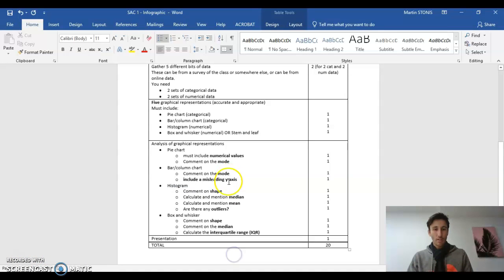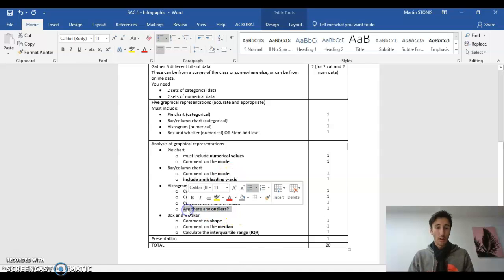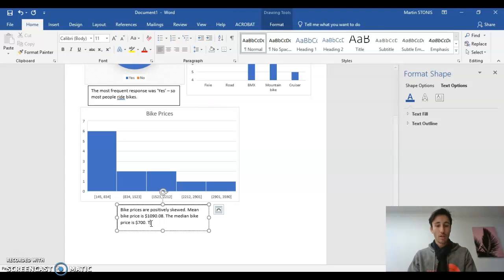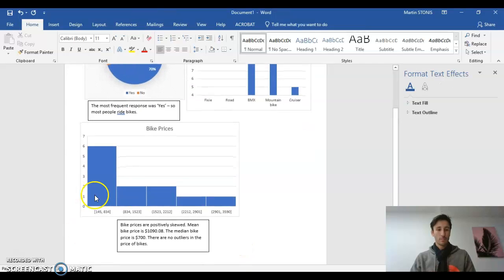Then we go back to our SAC and we notice the next question is, are there any outliers? If we look at this graph, there aren't any outliers. We can see all the data is sort of clumped together. If there was a gap where there was sort of no data here and then a number over here, then we would say there is an outlier. In this case, there isn't. So we'll mention there are no outliers in the price of bikes. Cool.